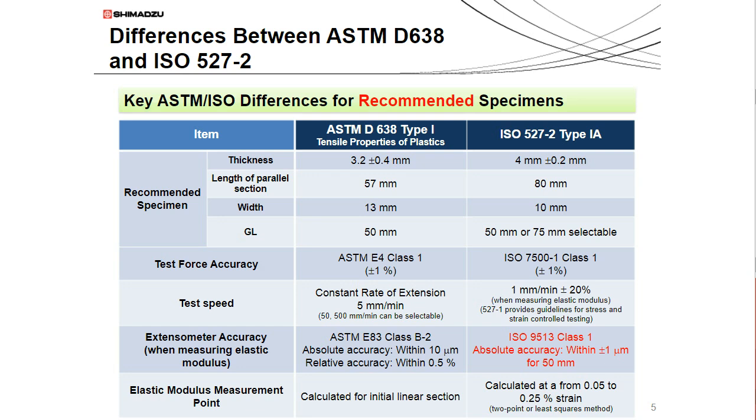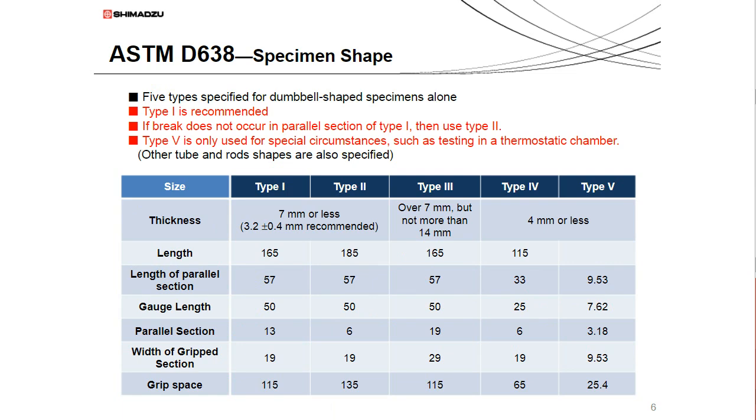They also specify elastic modulus determination more strictly, saying it should be determined specifically from 0.05 to 0.25% strain. I'll review all of these requirements in a little bit more detail in the next few slides. As I mentioned, ASTM actually allows several different specimen shapes.